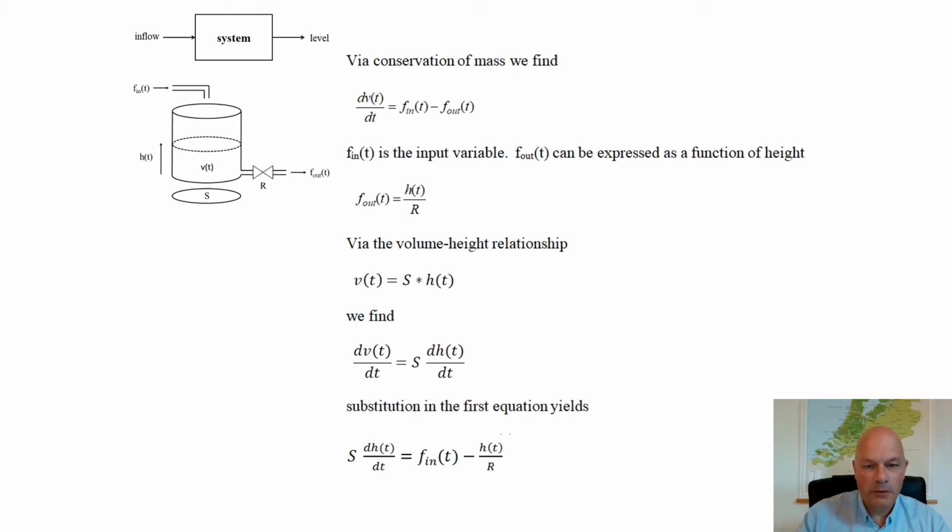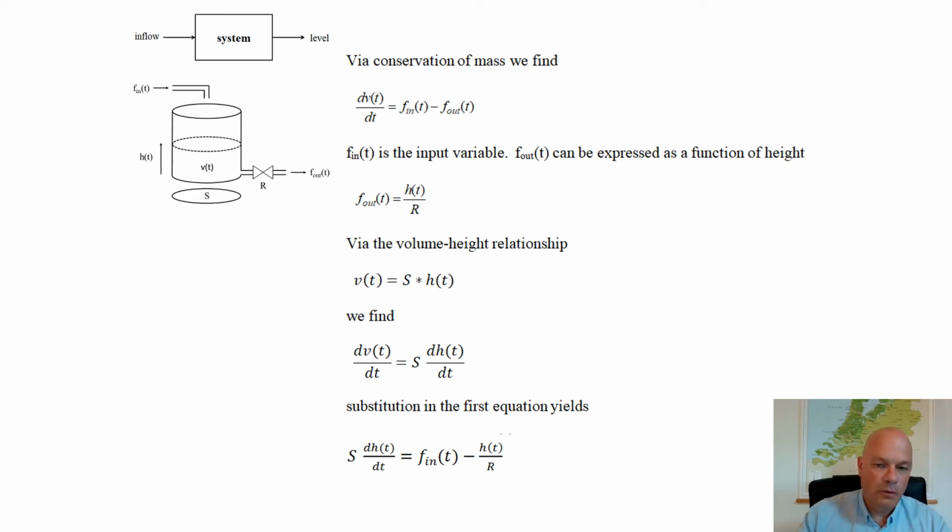So if I substitute these results in the equation on top, the result for the outflow and the result for the derivative, I get this equation: s times the derivative of h is equal to the inflow minus the height divided by the resistance.